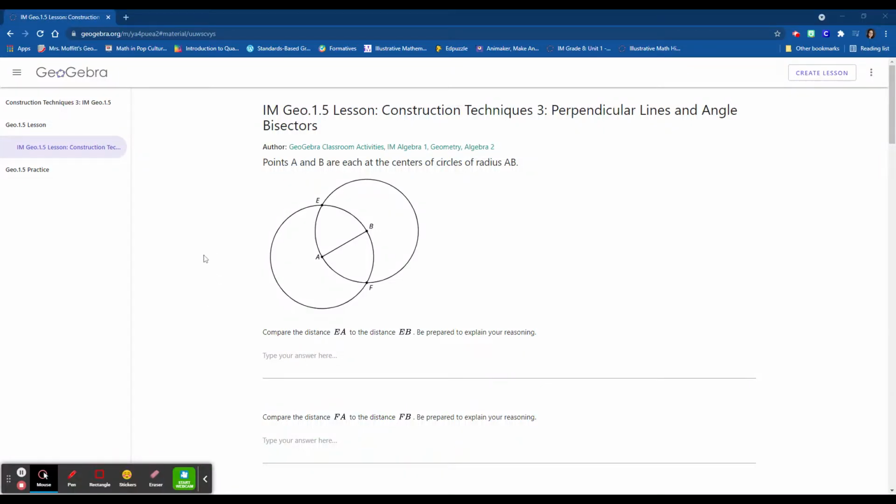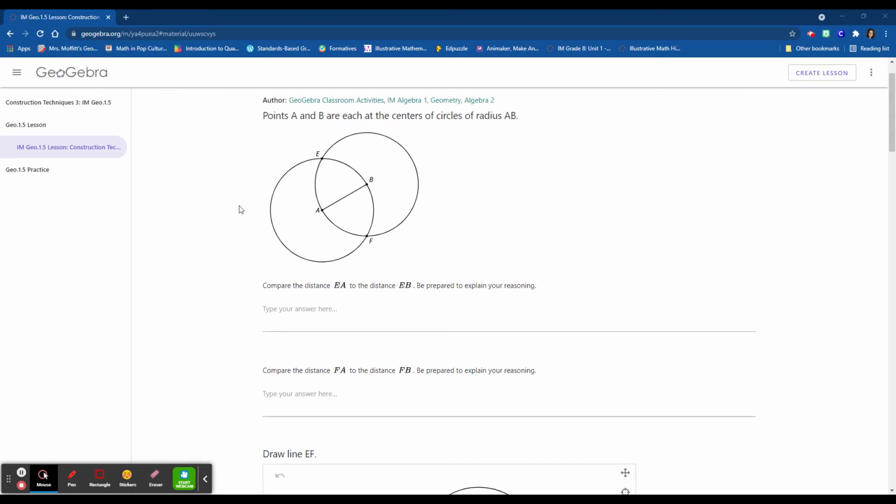This is Geometry, Unit 1, Lesson 5, Construction Techniques. We're going to look at perpendicular lines and angle bisectors today.